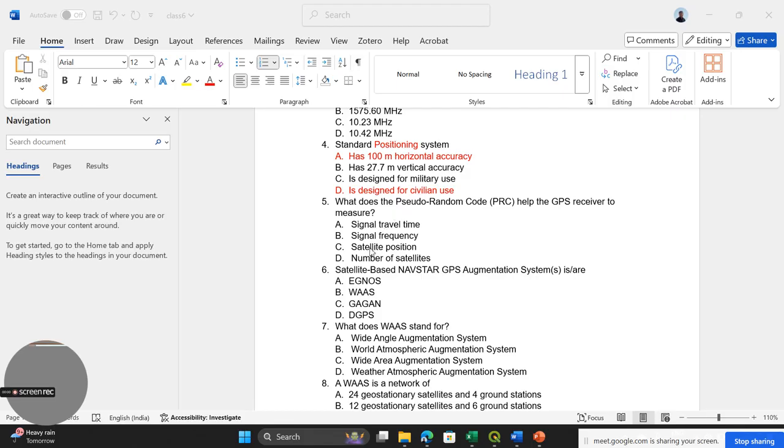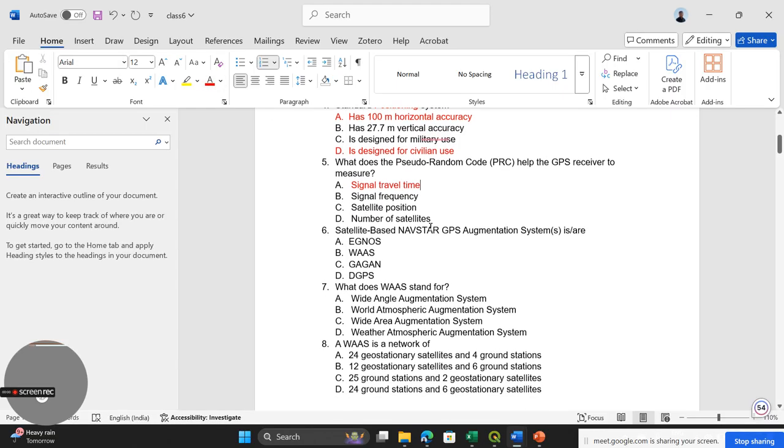Navigational data will help us to find out the satellite position. Signal frequency is just constant. The number of satellites will determine your geometry and then further the accuracy of your system. So the answer is signal travel time, delta t. By comparing the different signals and finding out the delta t, multiplying with c, you will get the distance.